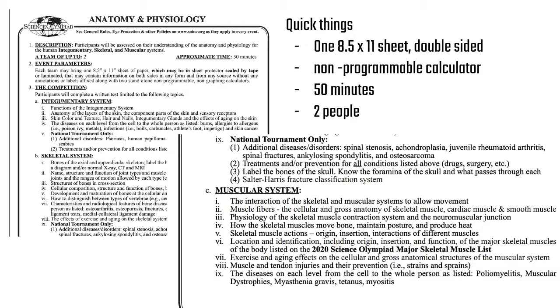And this was just a screenshot I took. You guys probably all have this manual, right? Everyone's got it. Just really important things to know. One sheet of paper, double-sided, non-programmable calculator. I do not think there will be a lot of formulas on this exam specifically because we always see that on cardiovascular, but I would have a non-programmable calculator just in case. I have 50 minutes and it's 2 people.